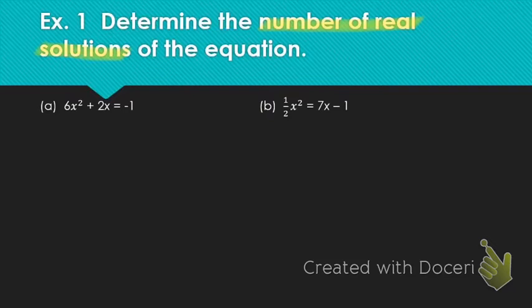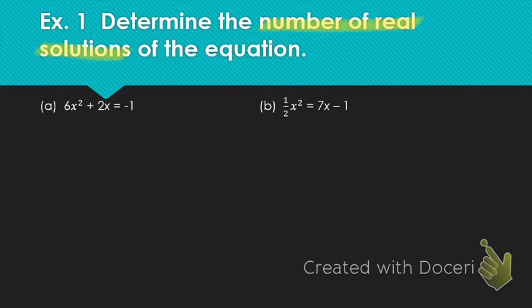So looking at letter A, we have 6x squared plus 2x equals -1. Now we know we need an a value, a b value, and a c value. Is this problem set up in the correct form for us to identify a, b, and c? No. Why not? There's no c. Okay, well there's a c, but it's not on the right side of the equation. Everything has to be on one side, and it has to be set equal to 0.